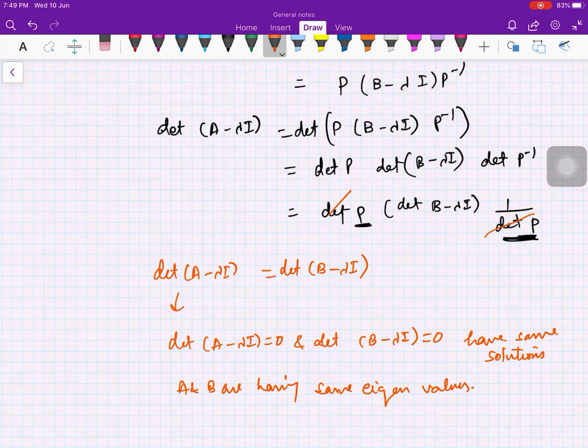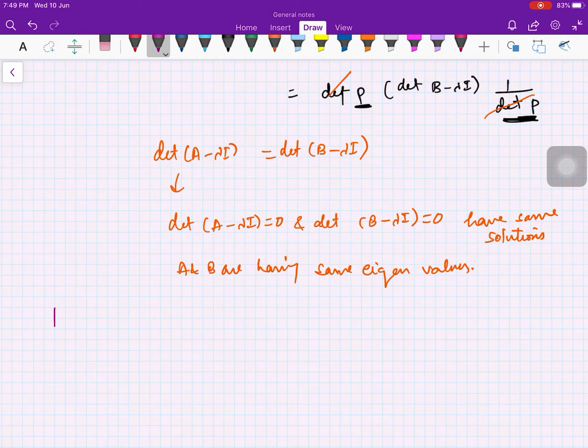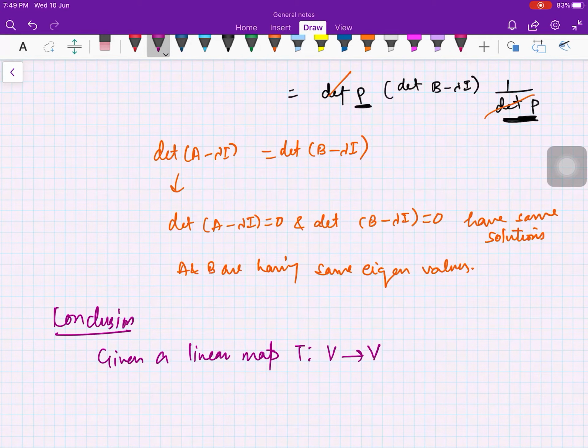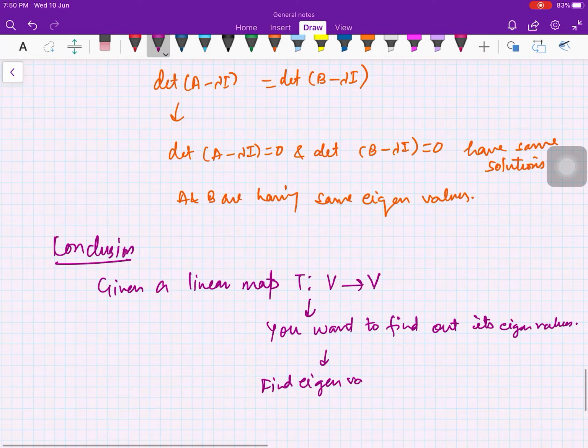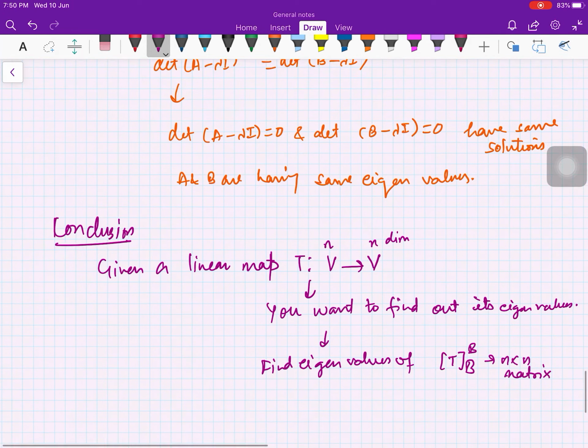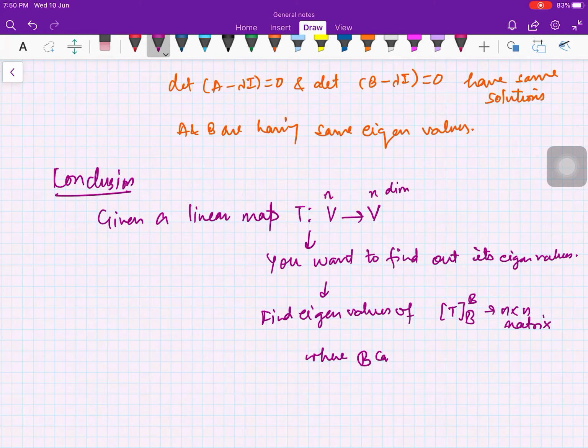So problem solved, right? Now we can conclude: given a linear map T from V to V, if you want to find its eigenvalues, then find the eigenvalues of T beta beta, which, suppose the dimension is n, is an n cross n matrix, and for an n cross n matrix you know how to find eigenvalues, where beta can be any basis of your choice. So this is your answer.